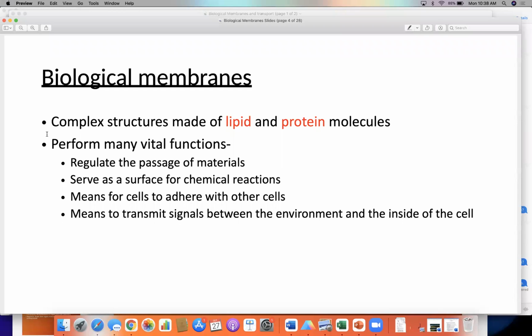So we're saying that proteins can regulate the passage of materials into the cell. They can also serve as a surface for chemical reactions, right? So there's signaling that goes on at the level of the cell membrane. I do have some schematics or pictures that I'll show you in a moment, but I want you to jot these functions down. Regulate the passage of materials. The proteins at the cell membrane serve as a surface for chemical reactions to take place. So we're looking at receptors and ligand activity.